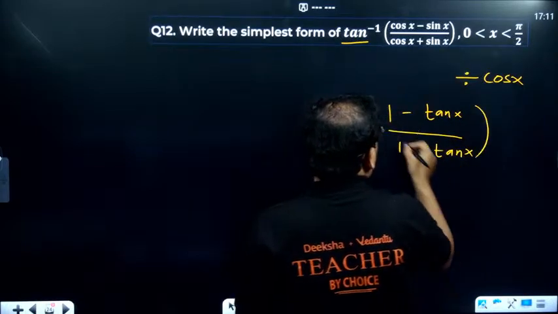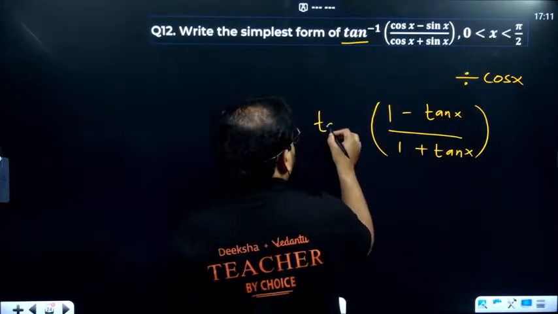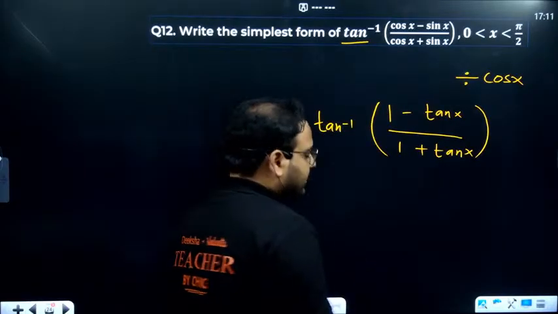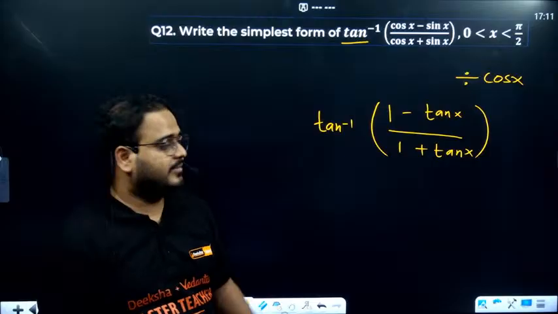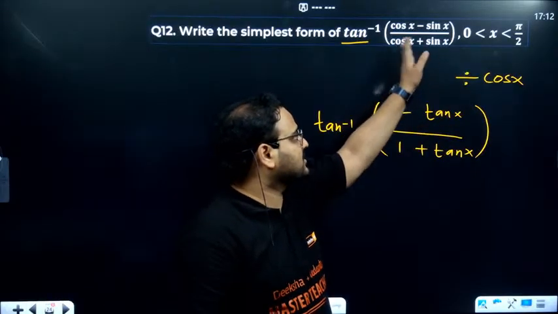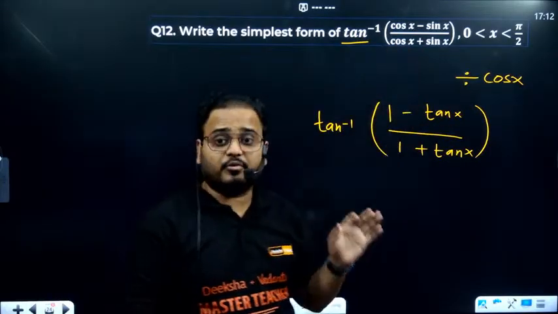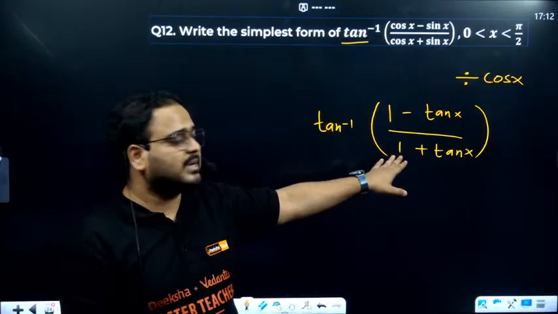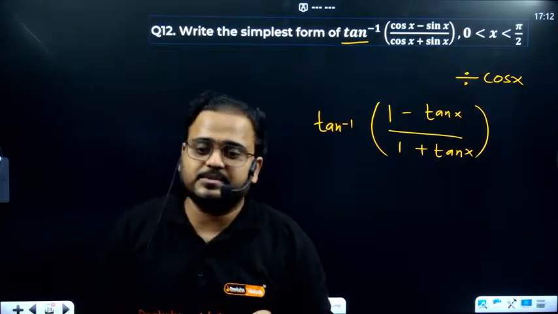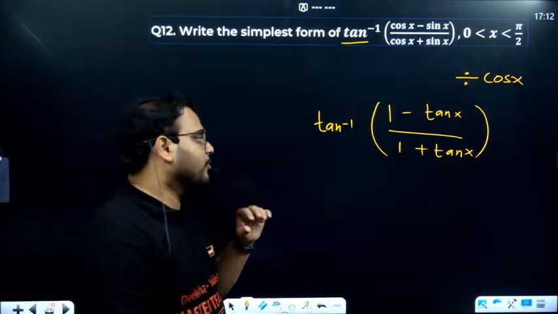So for students who are writing this in boards, if this question comes in your midterms, unit tests or boards, then you have to write this dividing by cos x and write it as cos by cos, sin by cos, cos by cos, sin by cos. You have to write this step. This will be your second step in that case. Please do not skip steps if you're writing from the board's point of view.